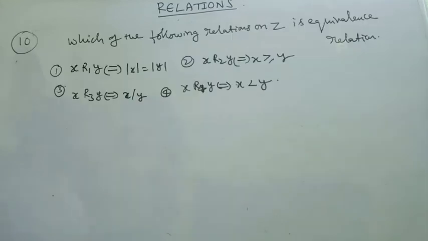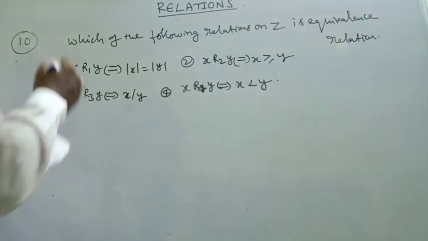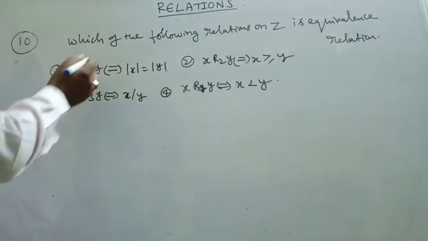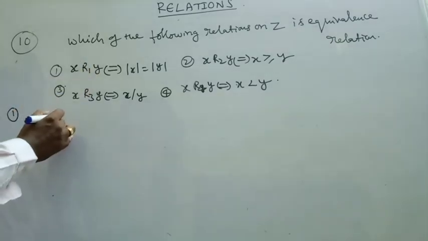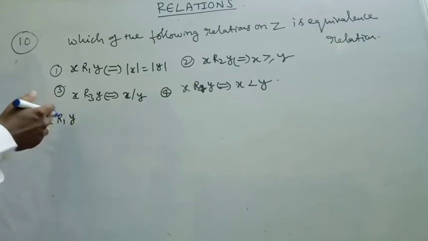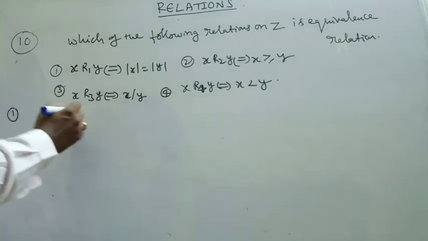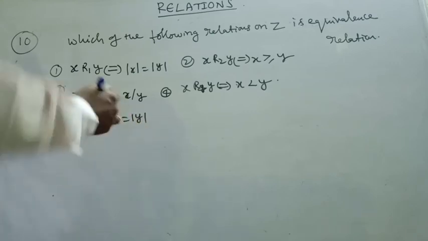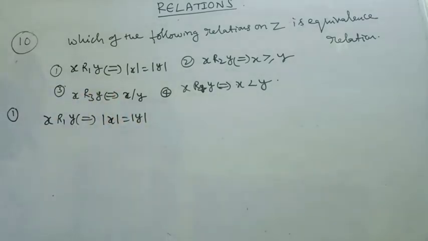My dear students, this problem, the 10th one: which of the following relations on Z is an equivalence relation? That means it should satisfy reflexive, symmetric and transitive. Now, they have given 4 options. The first option is X related to Y under R1, the relation name being R1. That means mod X is equal to mod Y. Let us check reflexive, symmetric and transitive for this.